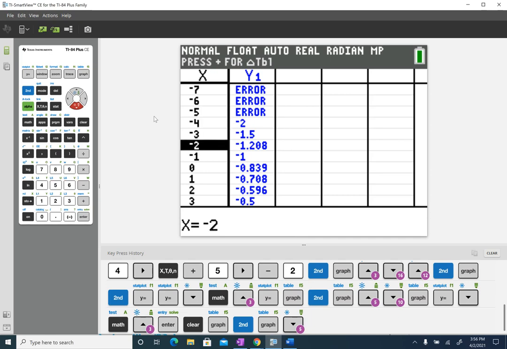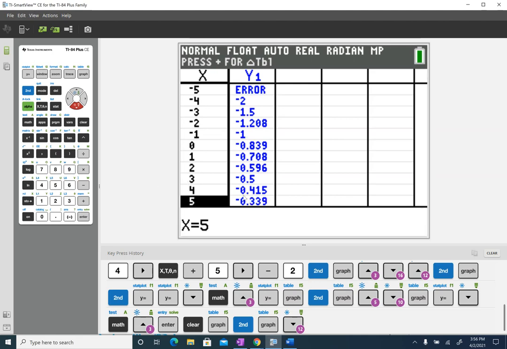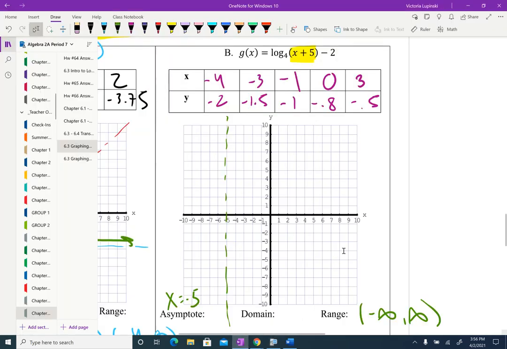So you're going to grab any 5 ordered pairs from here. You don't always have to go from negative 2 to 2. In fact, I didn't in this case. I just chose a couple of nice looking values. So the ones that I picked are as follows. So you can go ahead and jot those down.